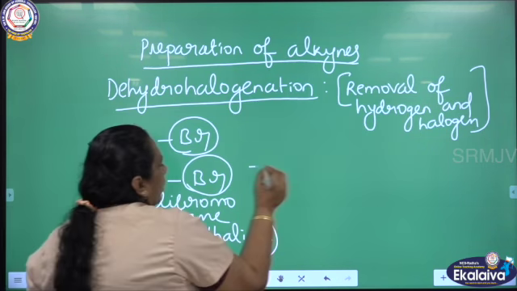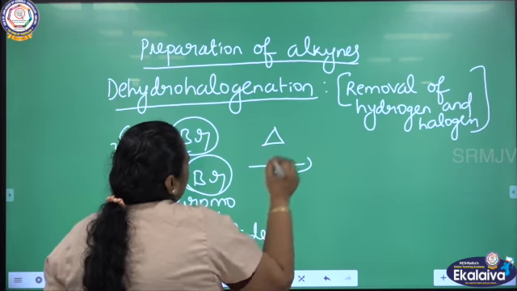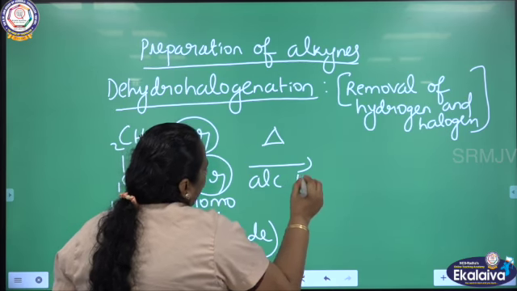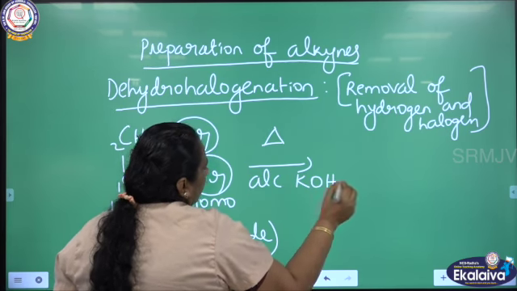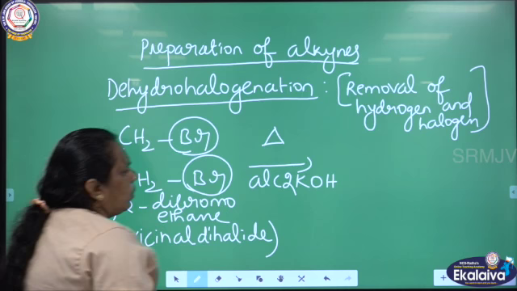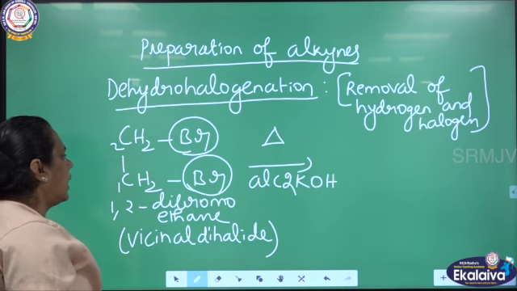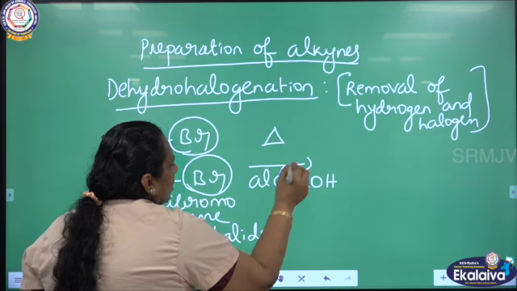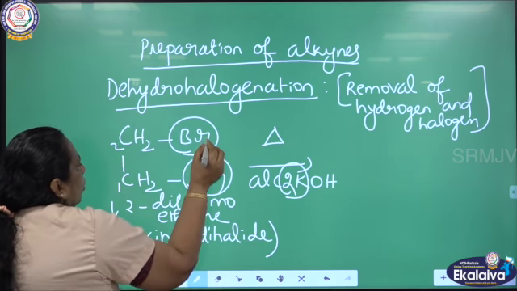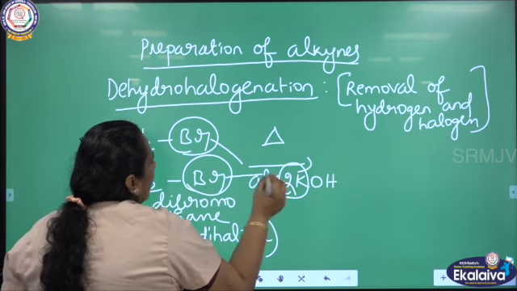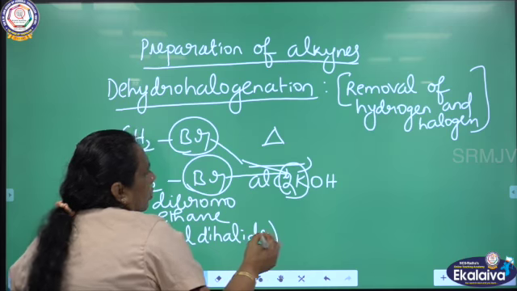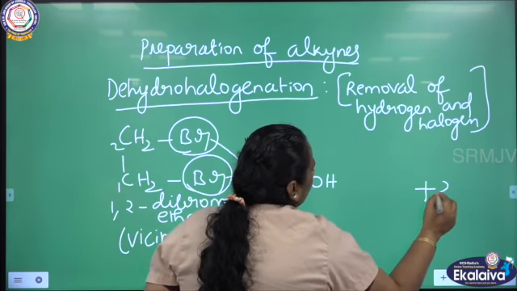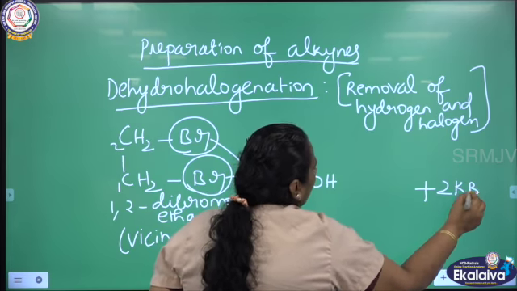So, what is the reagent we are going to use here? When it is heated with alcoholic KOH, 2 molecules of alcoholic KOH. What are the products we are going to get here? 2 potassium atoms from here, 2 bromine atoms from here. They will combine to give potassium bromide. You will be getting 2 molecules of potassium bromide.